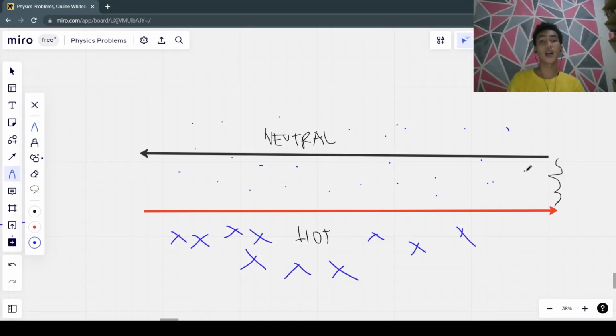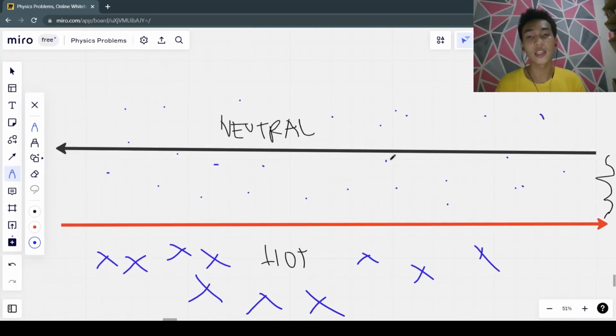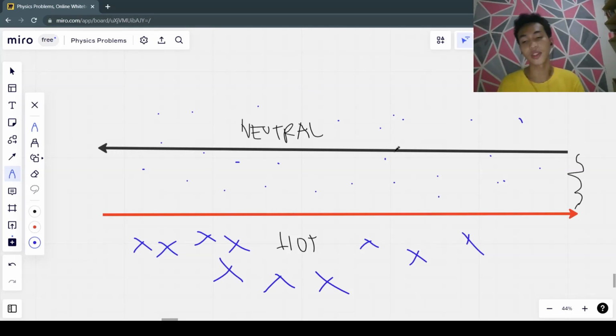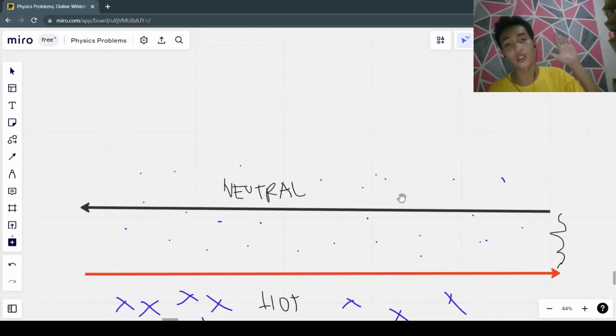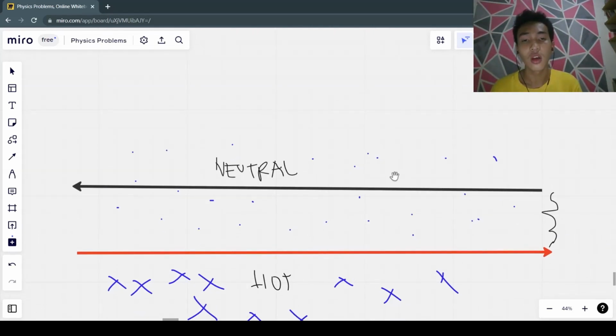Now, using this, we can find the force acting on the neutral wire. The direction of the force acting on the neutral wire is found by applying right hand rule 1. In right hand rule 1, the thumb is the direction of the current, the fingers are the direction of the magnetic field, and where our palm faces is the direction of our force. If you notice, we have dotted lines.